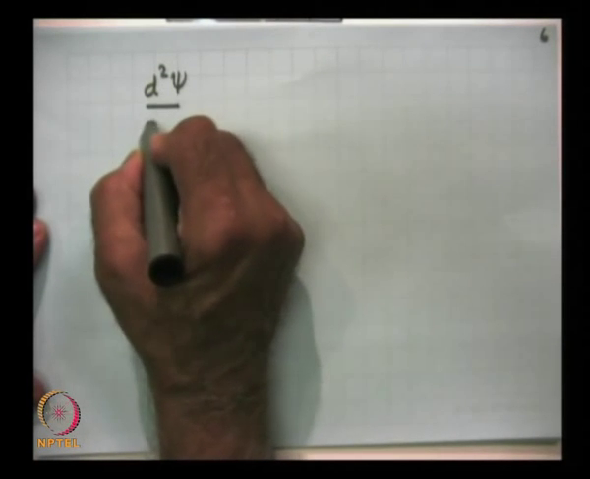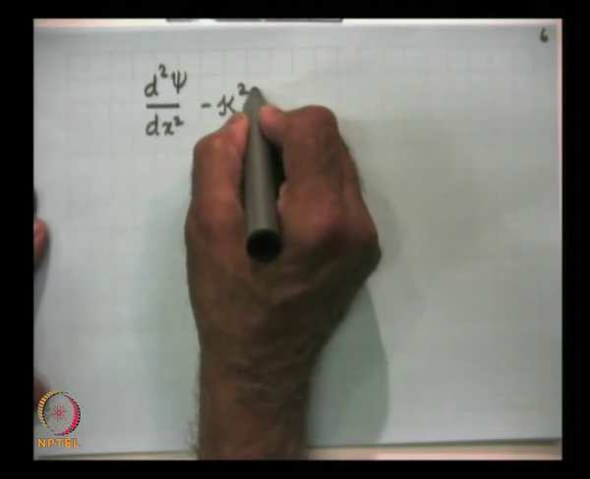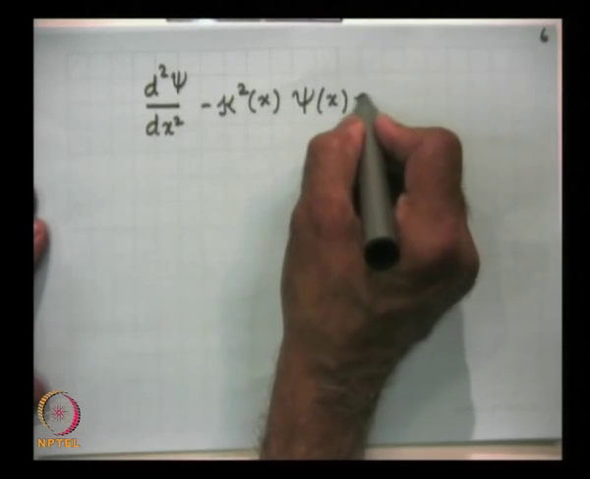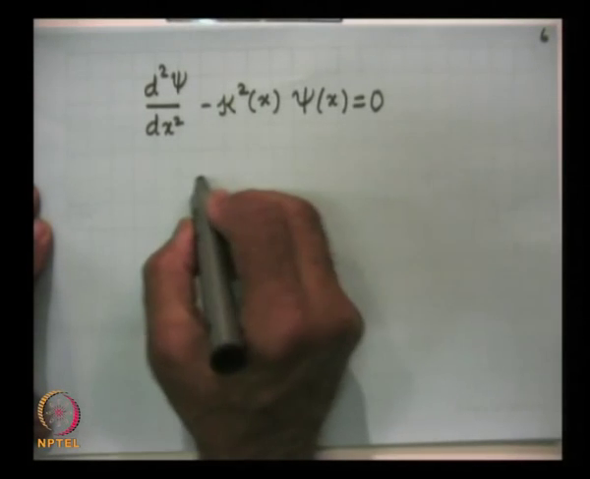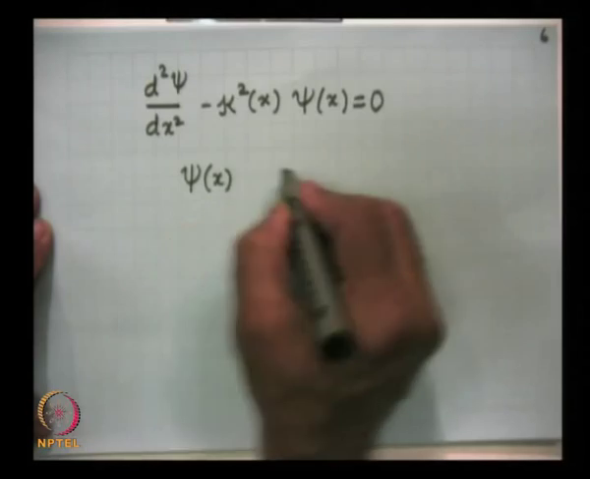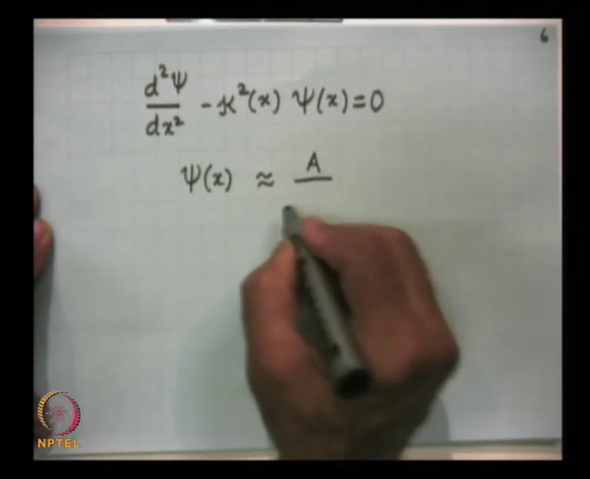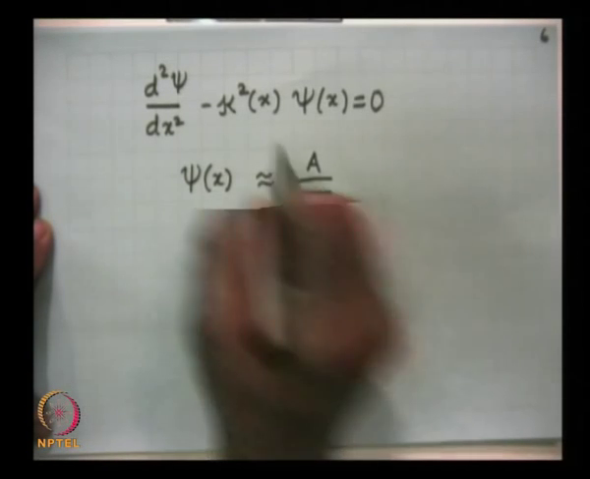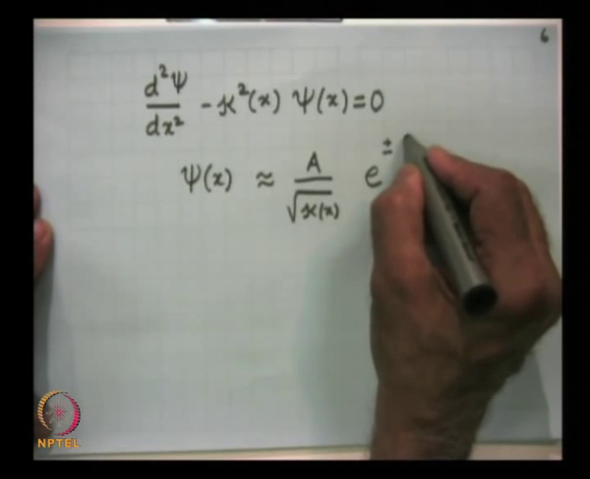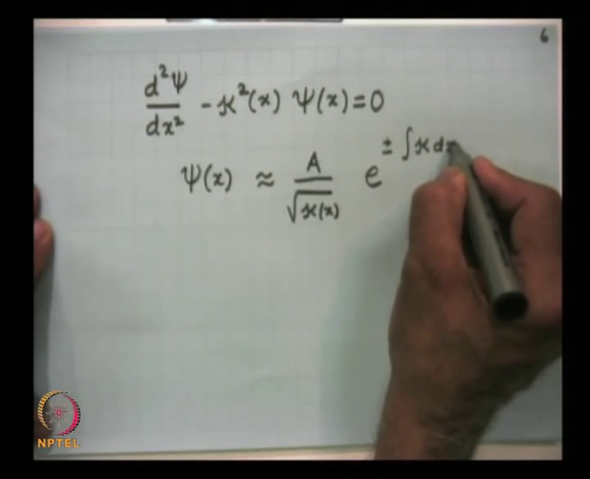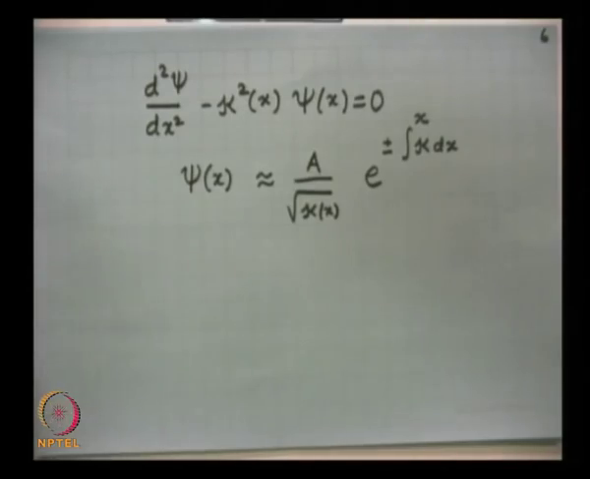Now, we had assumed k square of x to be positive. Let us suppose k square of x is negative, and we have an equation like this, minus kappa square of x psi of x equal to 0. We can again solve it in exactly similar manner, and we will obtain the WKB solution as constant, say A, by square root of kappa x. But since there is a minus sign here, instead of I k x, it will be plus or minus integral kappa dx. Either it will be an exponentially amplifying solution or an exponentially decaying solution.